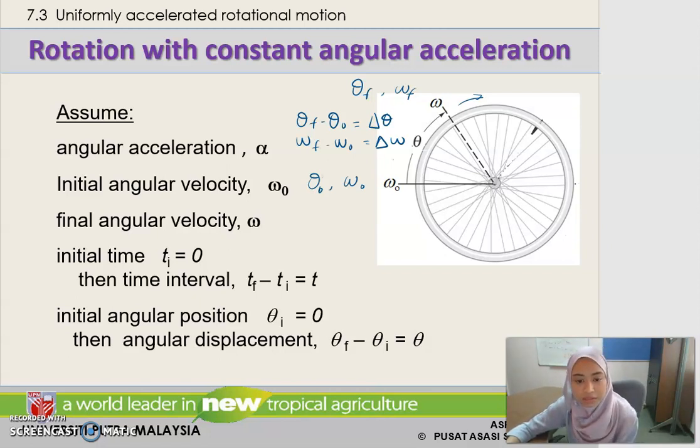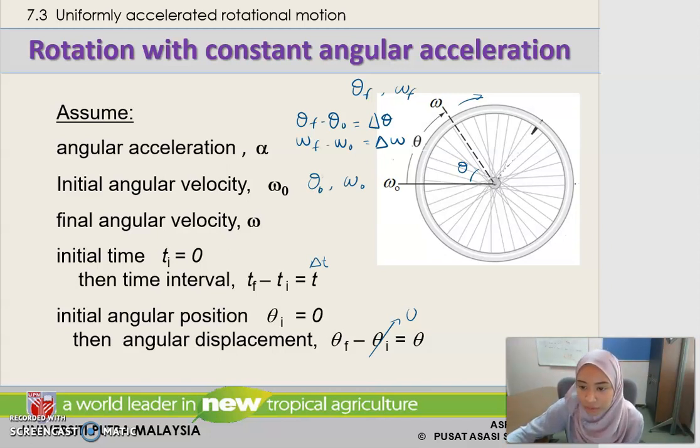So the initial time is Ti or T naught equals 0, and then the time interval or delta T is equal to T final minus T initial. Assuming that the initial angular position is theta initial equals 0, then the angular displacement is just theta final minus theta initial equals theta, because this guy is a 0, right? So theta final minus theta initial is just theta, which is this dude over here. It's just that value, okay?